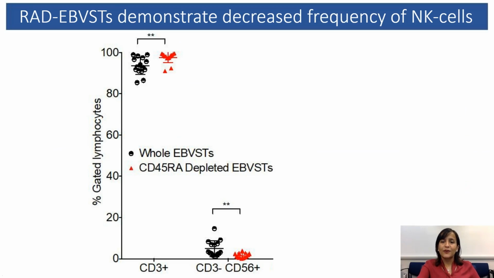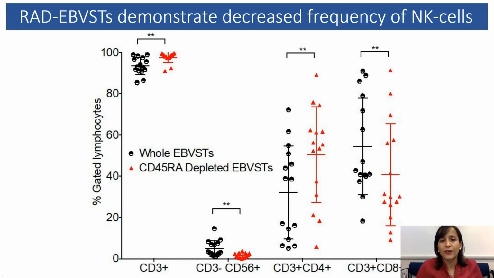So next, we really wanted to look at the phenotype and the frequency of the T cells that are comprising our EBV-specific T cells. As you can see here, RA-depleted EBVSTs in red do indeed have a higher frequency of CD3-positive T cells and decreased frequency of CD3-negative, CD56-positive NK cells in our culture. And interestingly, we were also able to identify that with our RA-depleted EBVSTs, we observed a more balanced ratio of CD4-positive T cells and CD8-positive T cells compared to the highly skewed CD8-positive T cells in our whole EBV-specific T cells.